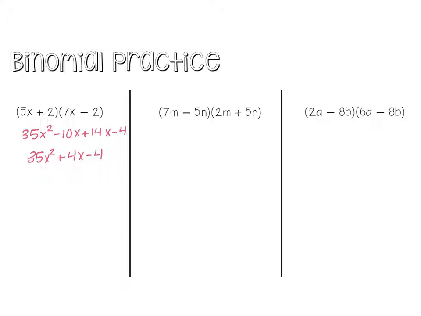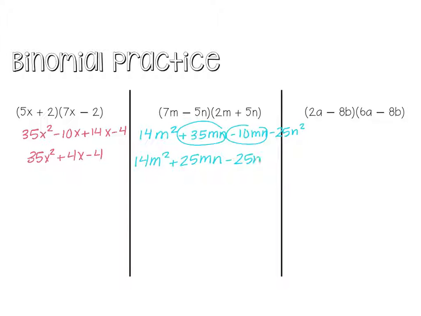And the next example, first terms would be 7m times 2m, so that's 14m squared. Outer terms would be 7m times 5n, so that's positive 35mn. Inner terms is negative 10mn. Last terms is negative 25n squared. So when I combine my like terms, those terms in the middle, that's 14m squared plus 25mn minus 25n squared.